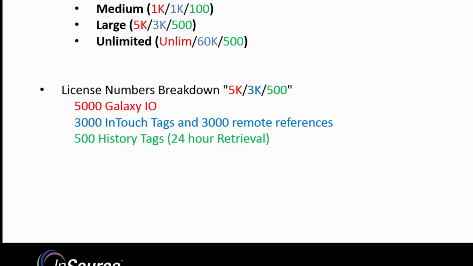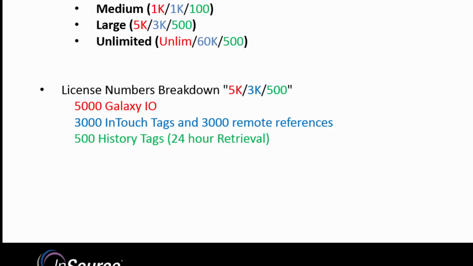The second number deals with InTouch tags. So in this example, being that it's a large development studio, we can develop an InTouch application up to 3,000 tags. The last number states that with this development studio license, we can set up 500 history tags on the machine with a development license.